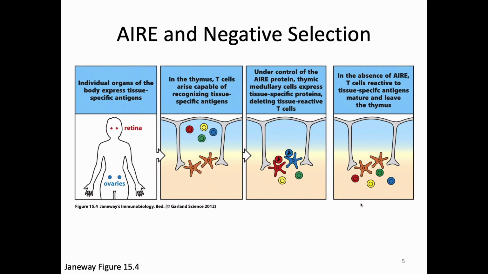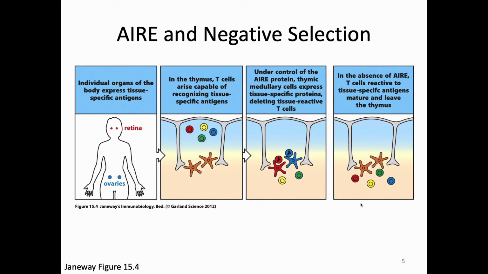Okay, so we don't delete cells that would respond to tissue-specific antigens. And so they're going to have these T cells that are going to get out into the periphery, into the rest of the body, that can respond to tissue-specific antigens. And so what probably happens to those patients? Yeah. They have some sort of autoimmune disorder.